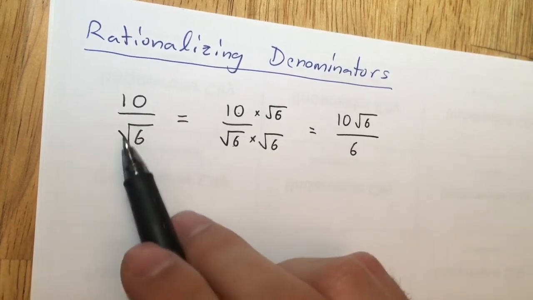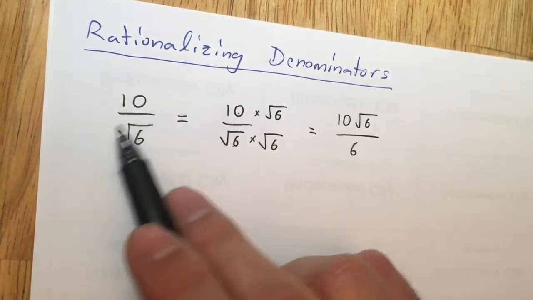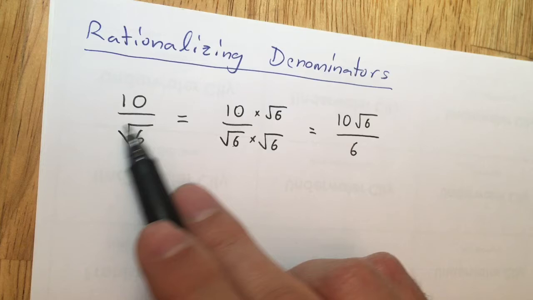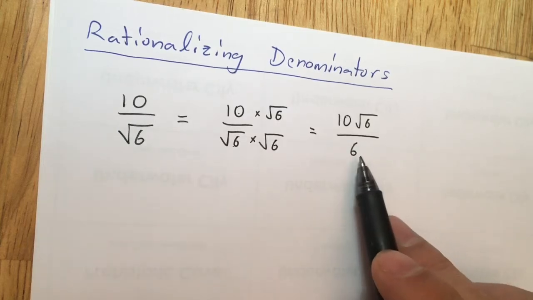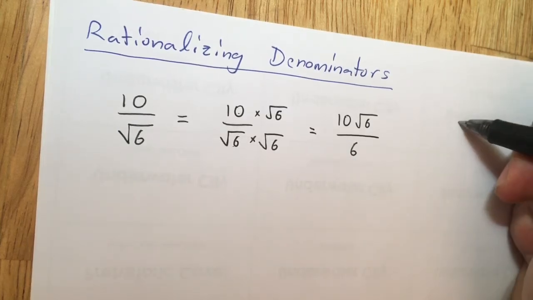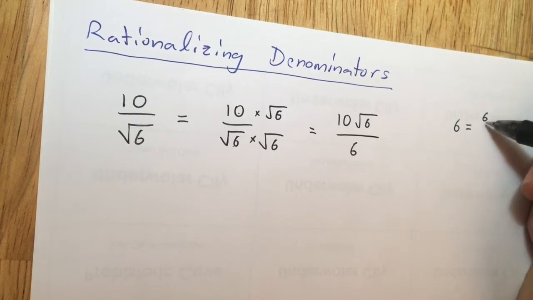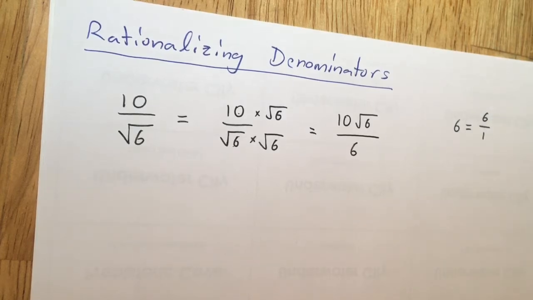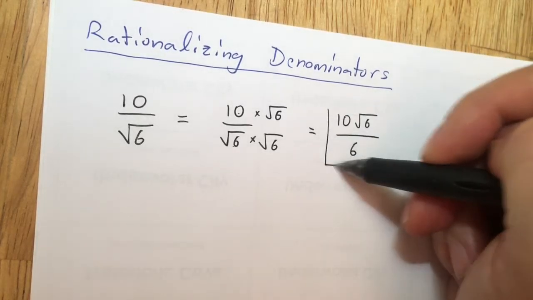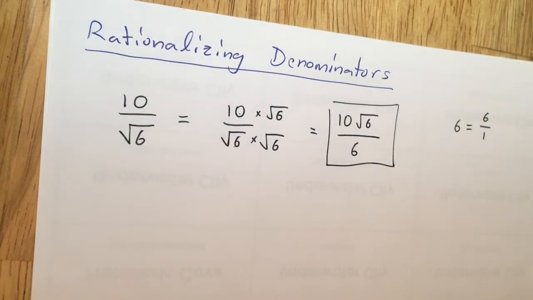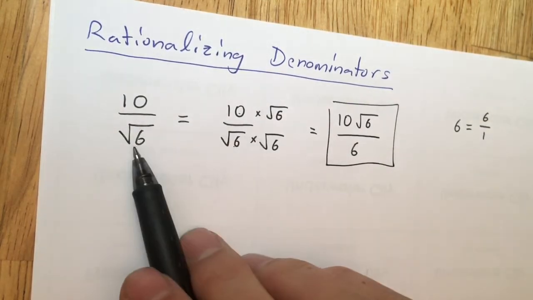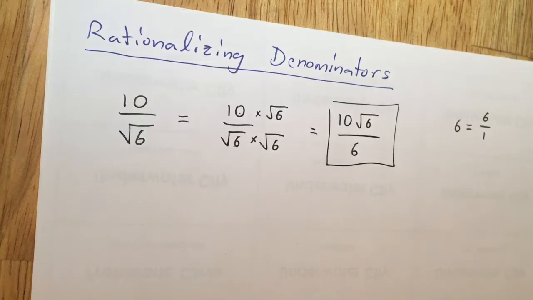And look what I've done. I have an irrational number here. That can't be represented as a fraction of two integers. And I have a rational number here. 6 is a rational number. It can be expressed as a fraction of two integers, 6 over 1. So there we have it. We're done. That's all you got to do. You want to rationalize the denominator with a square root, just multiply the numerator and denominator by that square root. It's as simple as that.